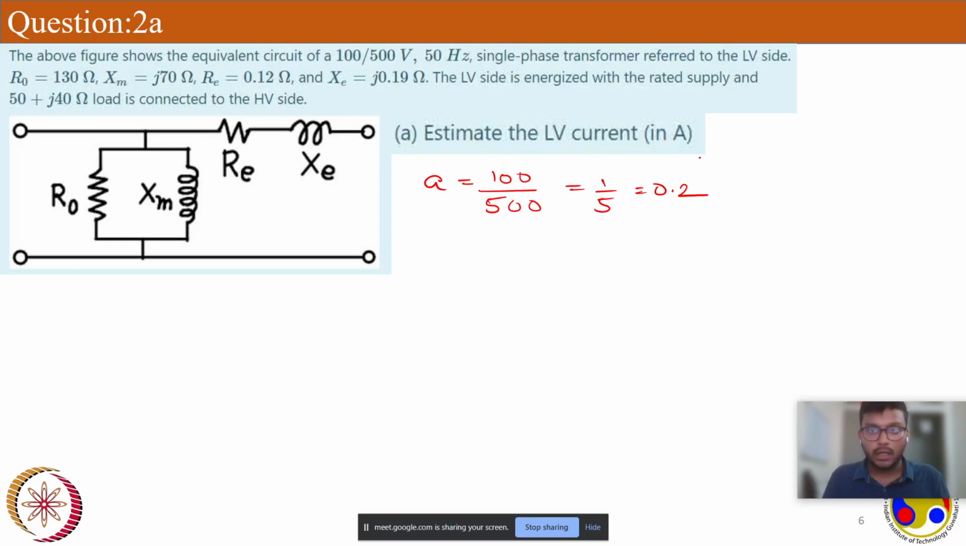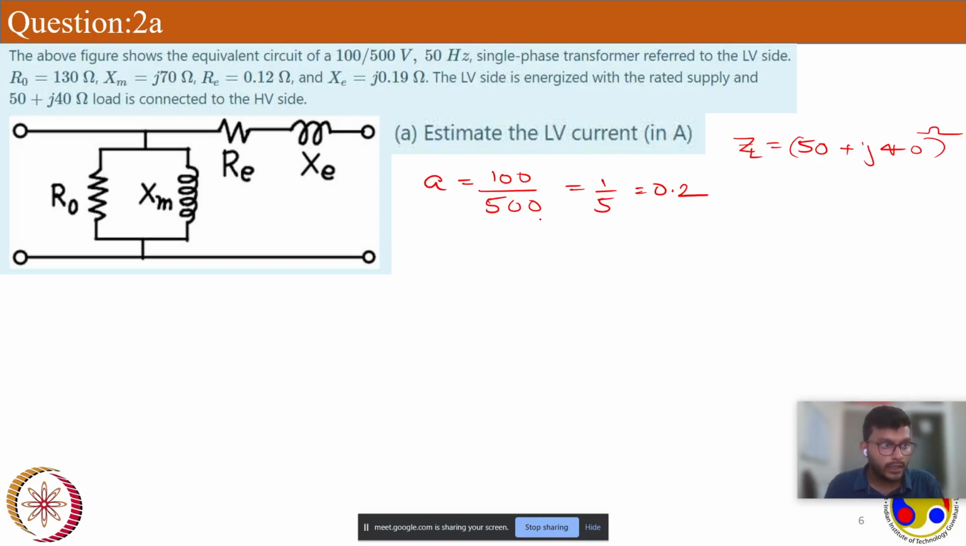Now RL is equal to 50 plus J40. So let's not write it as RL. It is ZL. It's an impedance. It has both a real part and an imaginary part.